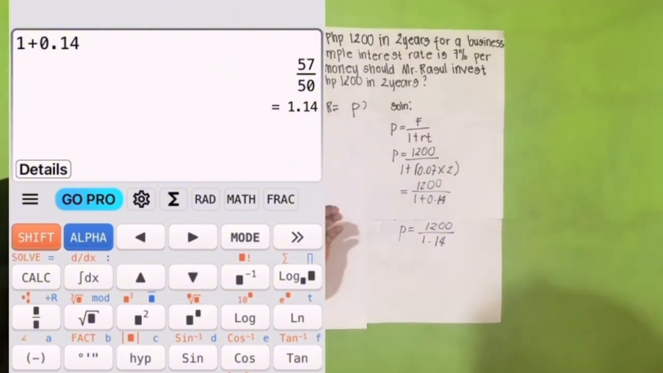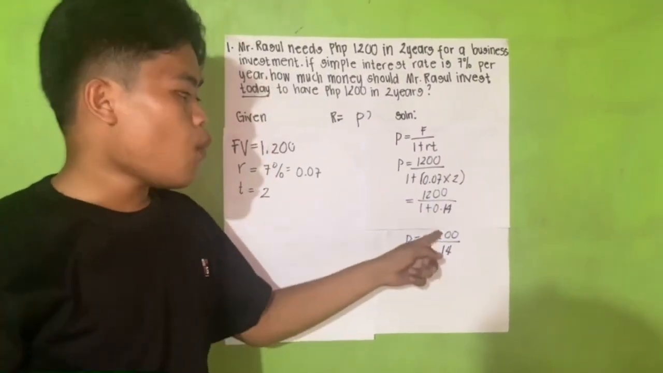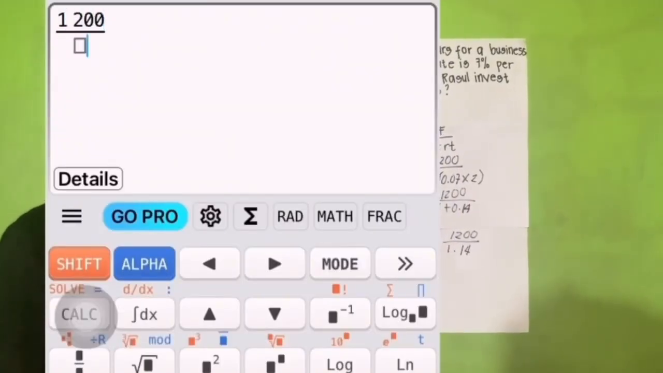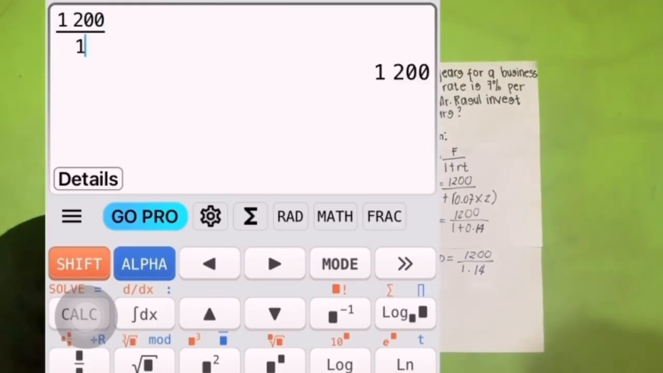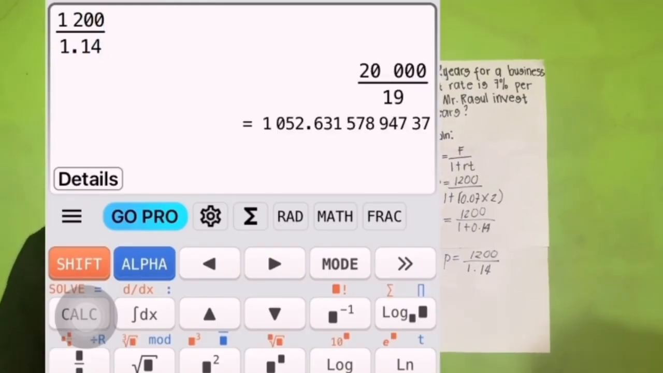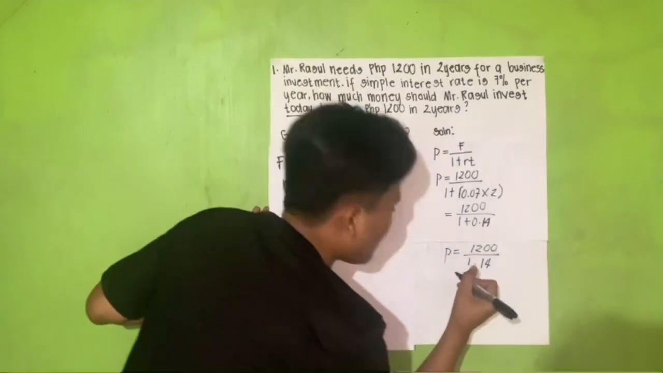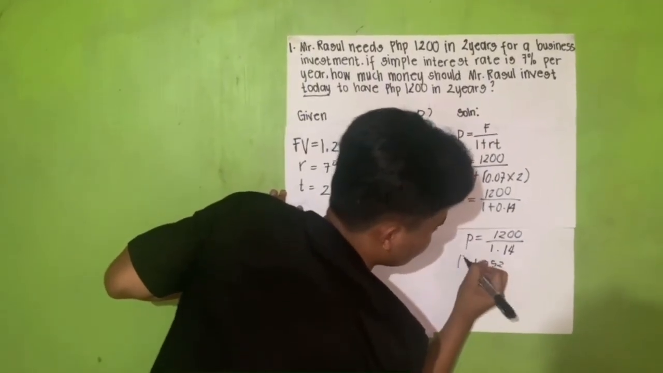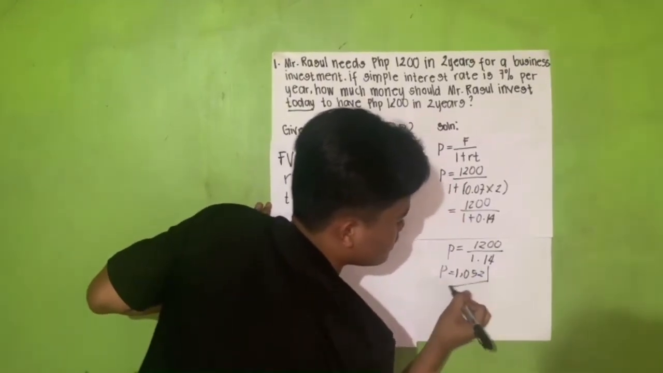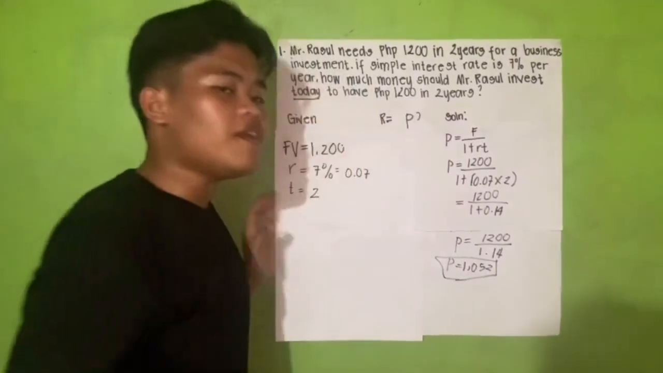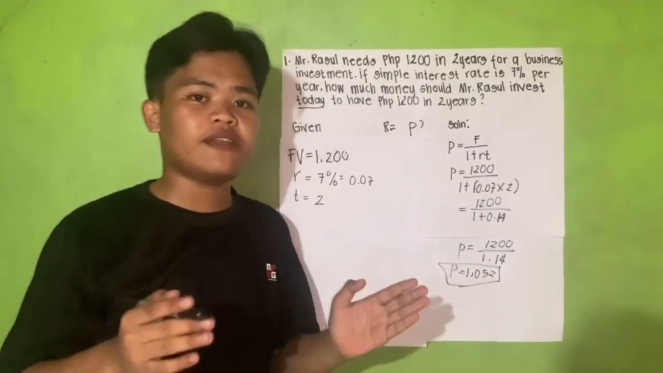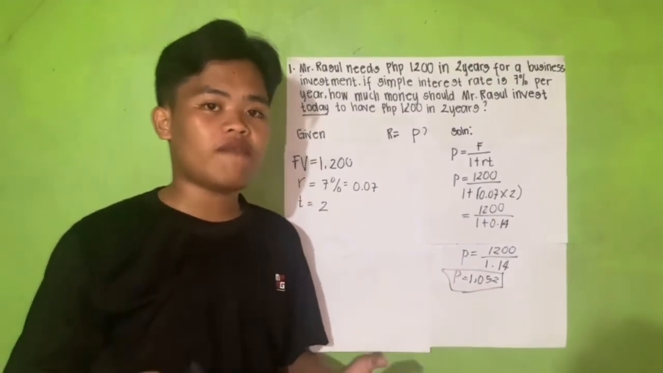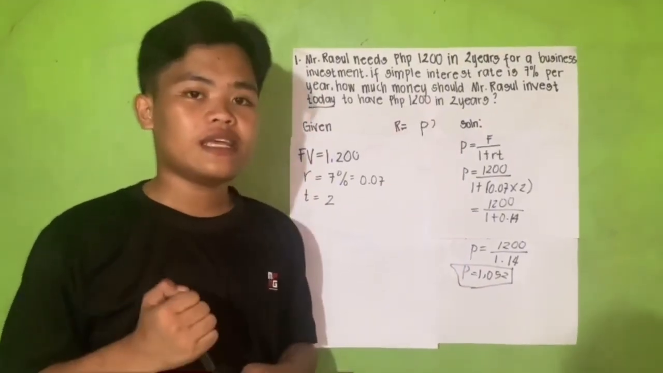Okay, so now let's divide this. 1,200 divided by 1.14, let's use our calculator, that is equal to 1,052. So, this is our answer. Therefore, Mr. Rasul should invest 1,052 today to have 1,200 in 2 years.